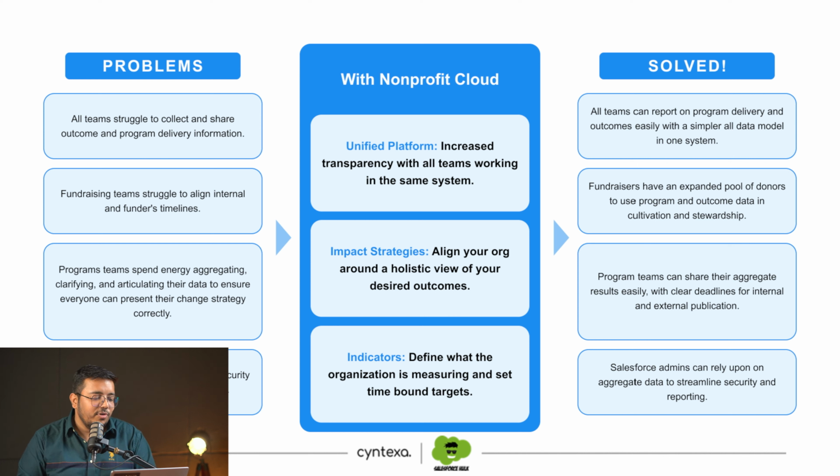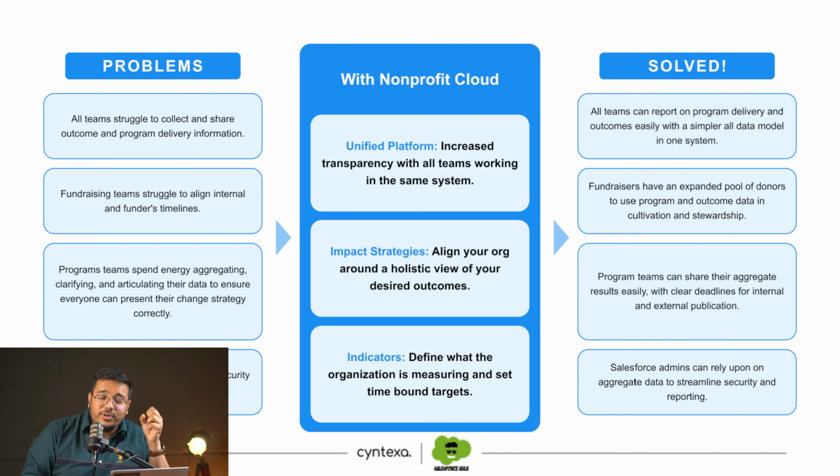So the first problem is all teams struggle to collect and share outcome and program delivery information. With Salesforce non-profit cloud, all the teams can report directly on the program delivery outcomes easily, with all data available in one unified system. Fundraising teams struggle to align internal and funder timelines. Since we have fundraisers as an expanded pool of donors to use program, outcome, cultivation and stewardship, we can utilize the existing data to deliver the right experience and identify the right fundraisers and run our fundraising campaigns accordingly.